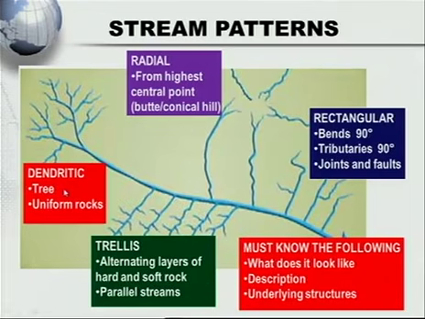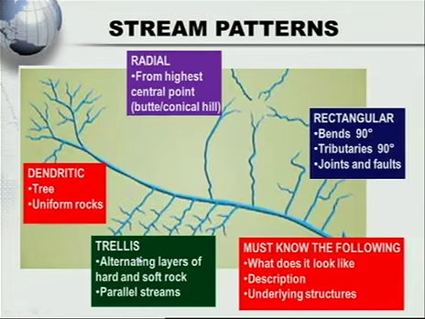Let's start off with the dendritic one. Now, if you have a look at the dendritic one, this would be the dendritic stream pattern. You'll see it looks like a tree. Now, it's very, very important that you must know that for this shape to occur, you must have uniform rocks. Now, what does uniform mean? It means that the rocks are basically about the same. You know, when you are at school, you've got on your school uniform, you all look about the same. And so the rocks that we've got here, uniform rocks. So that's our first one, the dendritic one.